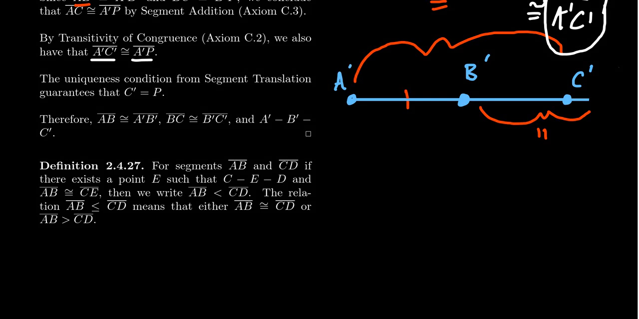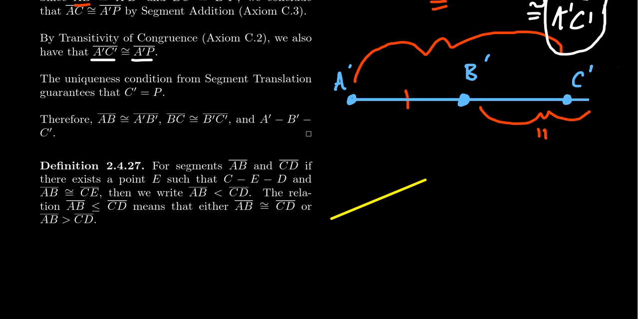Now, from that, we can actually define an ordering on segments. So for segments AB and CD, if there exists some point E that is between C and D, and AB is congruent to CE, then we say that AB is less than CD. And so the idea, of course, is the following.